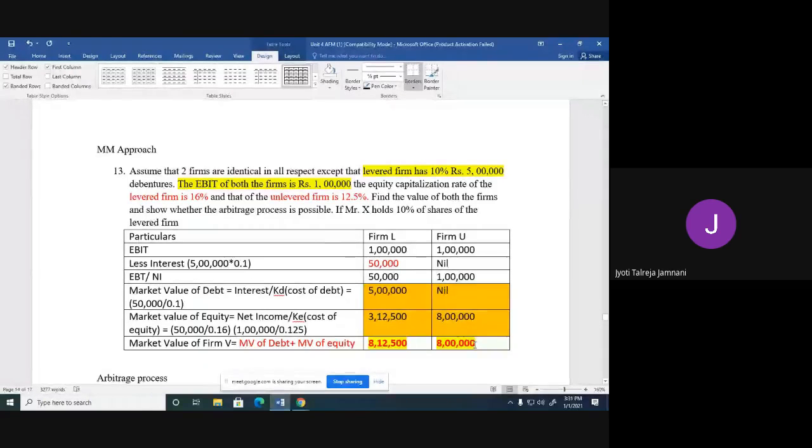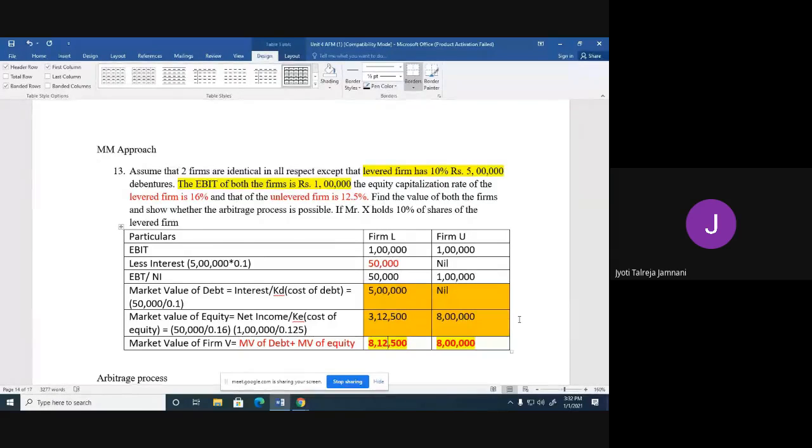Now here in yellow highlight and red font, if you could see, you have the value of both the companies. Levered firm value is 8,12,500 and unlevered is 8 lakh. Can you tell me which is the undervalued firm and which is the overvalued firm? Looking at both the values, which is undervalued, which is overvalued? Firm L is undervalued, ma'am. No, see, it's 8,12,500. Okay, it is overvalued. And firm U is undervalued. So whichever firm has higher value, we call it overvalued. Whichever has lower value, we call it undervalued. So this is clear with everyone.